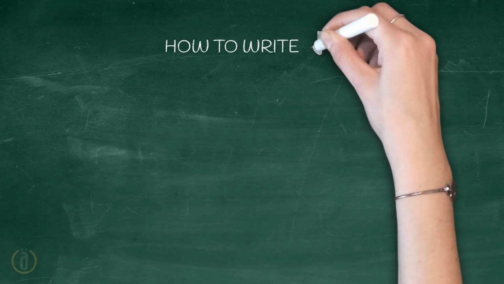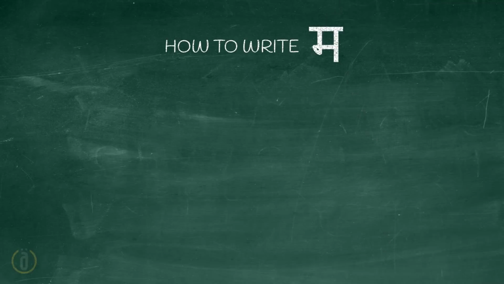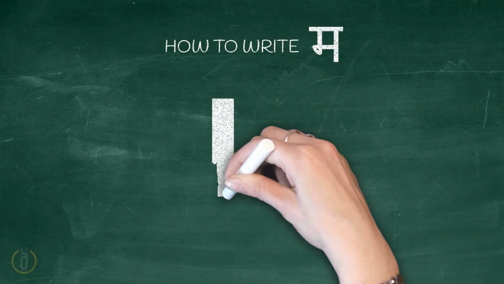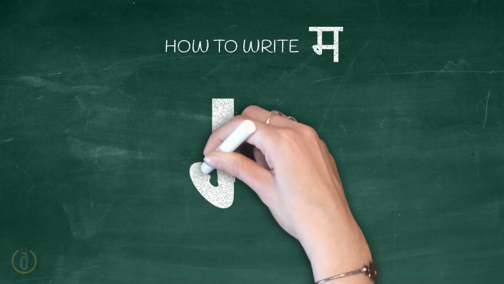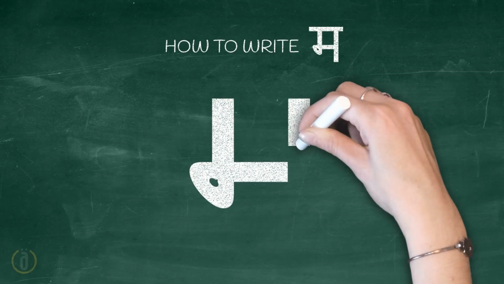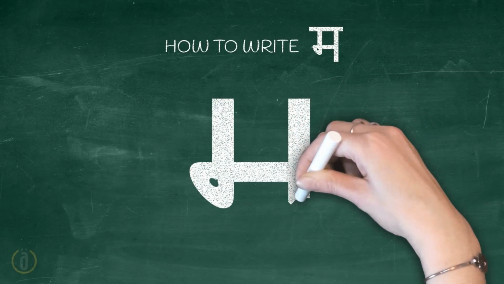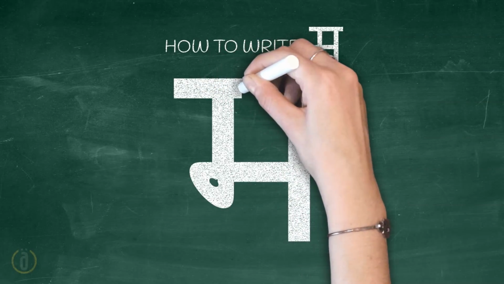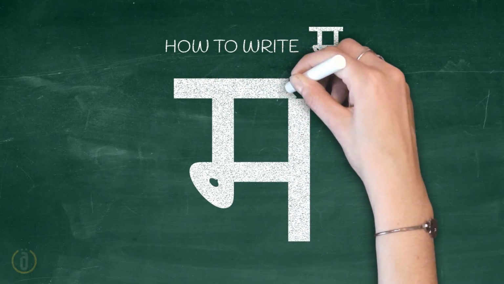How to write ma? Draw a standing line, then make a loop and continue drawing to make a sleeping line. Draw a standing line connected to that and finish it with a sleeping line.